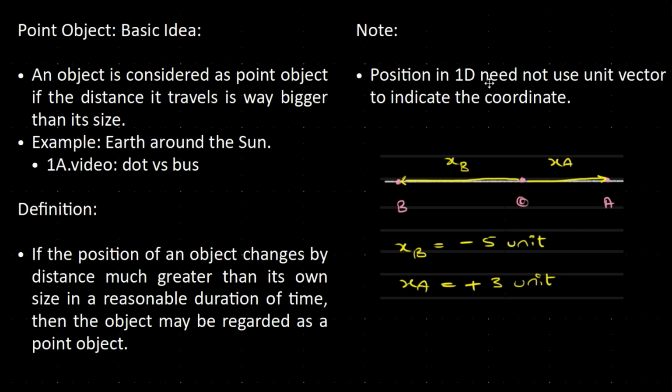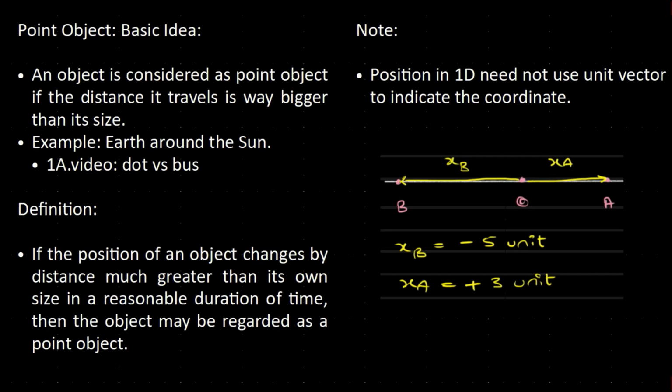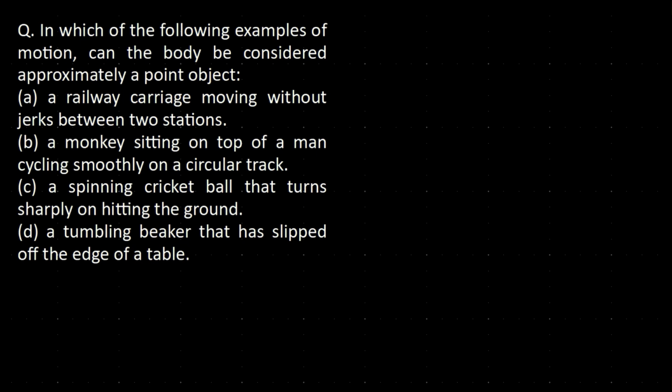So note, position in one dimension need not use a unit vector to indicate the coordinate. You should know by now what a unit vector is. I'll just recap that. It comes under the vector topic. If you're not done, please go back. I'm not going to explain, I'm just trying to revise. So these are your unit vectors, remember? We will not use unit vectors over here. We'll just talk about -5 plus 3, with origin as a reference. That is something you have to keep in mind. Again, you can use unit vectors, but you need not because it's just one dimension motion.